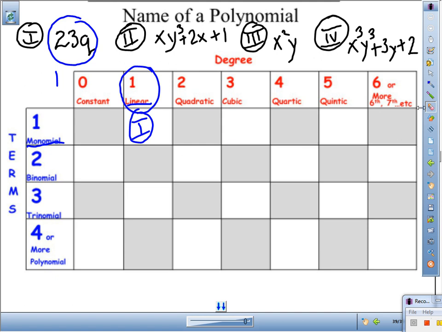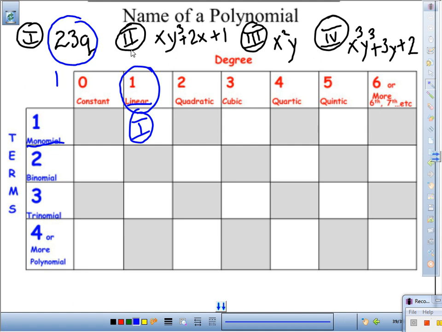Zab, pass the one, number two. Carlo, number two, where did you place that one? Cubic trinomial. Hands if you agree with that. Close. Once again, here goes the process.